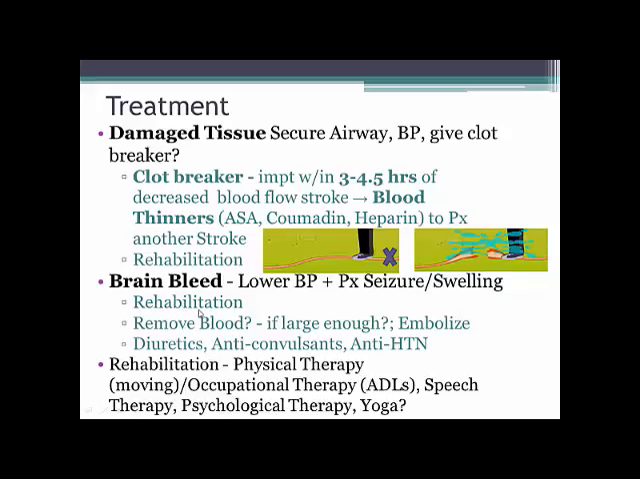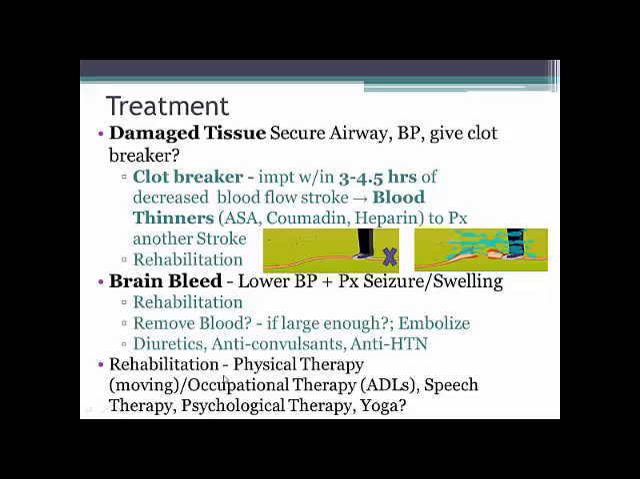Treatment modalities for this will be rehabilitation. If the blood is large enough, perhaps to remove the blood or even close off the blood vessel that's bleeding. We may give them medications to prevent these seizures and swelling and to lower their blood pressure as well.